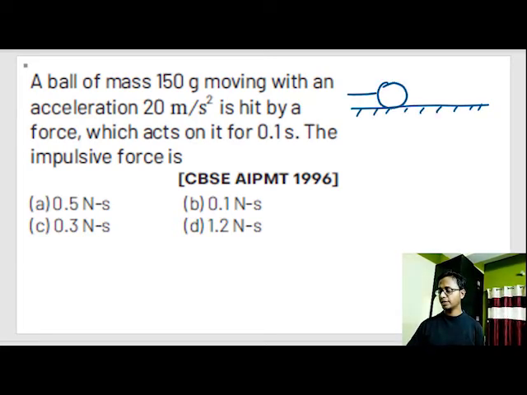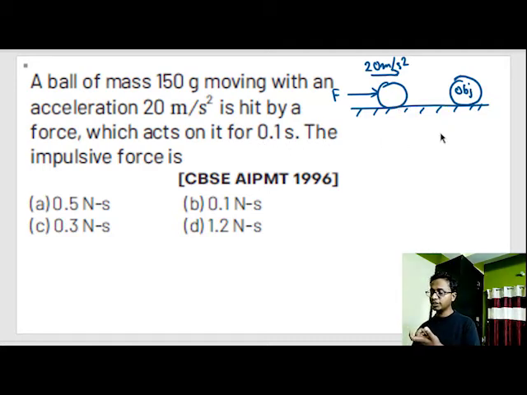The thing that is happening out here is a ball. Someone is applying a force and this force causes an acceleration of 20 meter per second square. While moving with this acceleration, the ball hits a stationary object and this object flies away. The time of contact for which the ball hits this object is 0.1 second, because after contact of 0.1 second, the object flies away. Find the impulsive force exerted by this ball on this object.